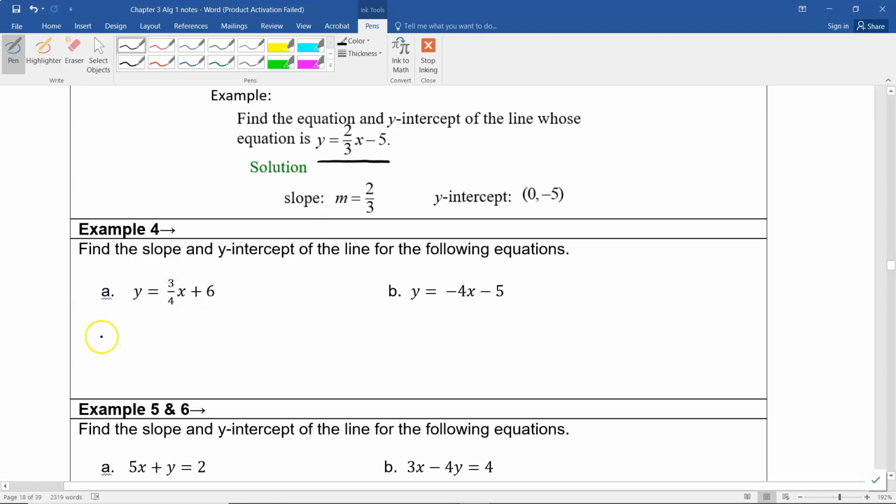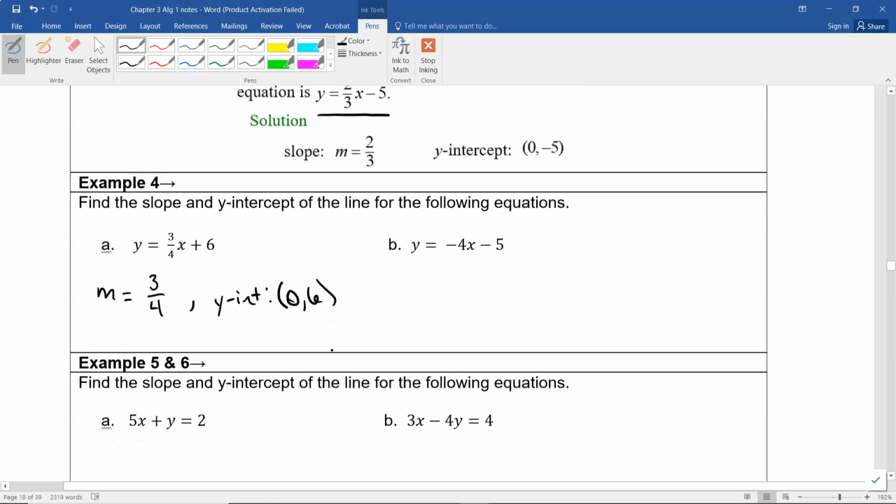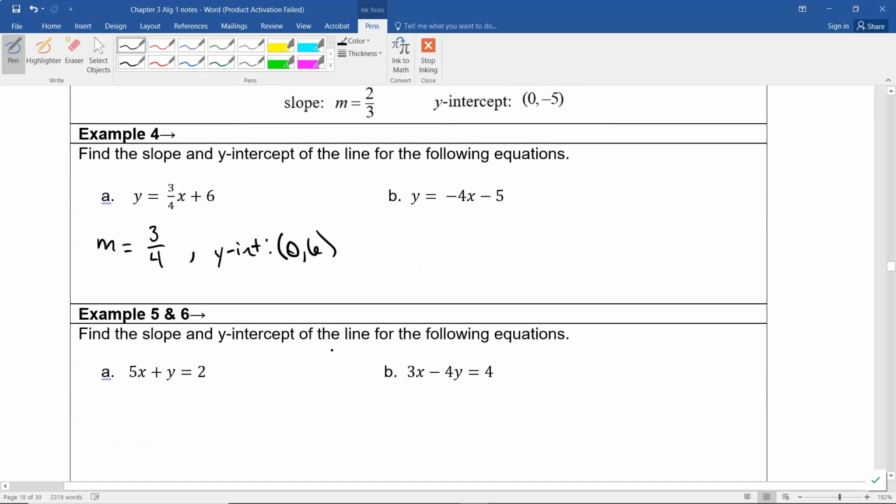So here in part A, we simply get that the m is going to be 3/4, and our y-intercept is going to be 0, 6. Okay, so I'm going to move on to 5 and 6a, and then I'll pause the video and you should try to do 4b and 5 and 6b.